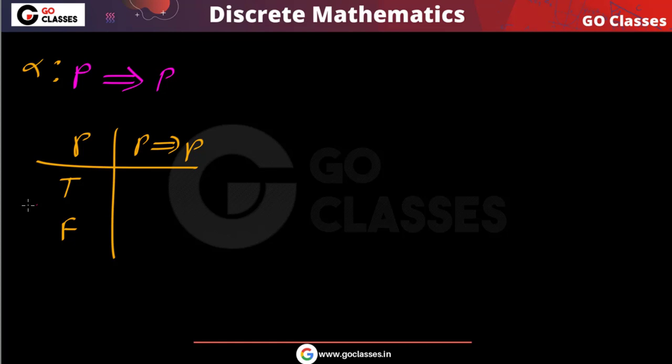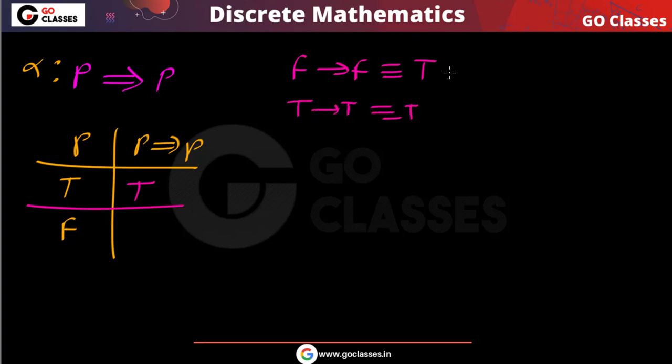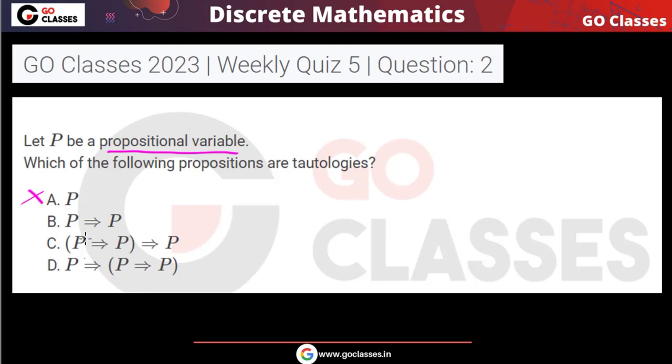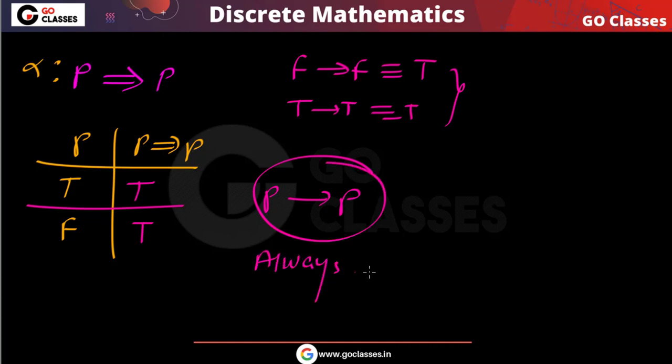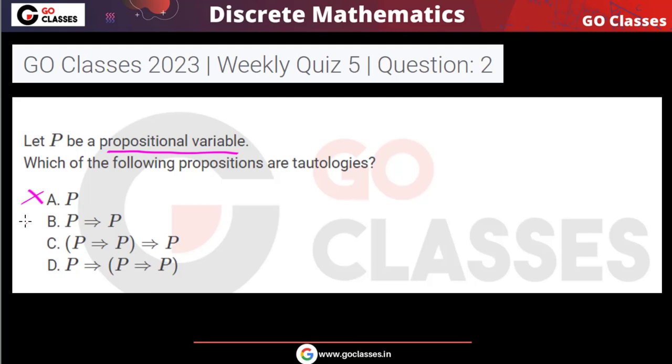In this possibility, true implies true, that is true. And when P is false, false implies false, which we know is also true. So here we got true, true. You can notice that P implies P is always true whatever P you put. Whatever atomic proposition P we put here, this expression will always be true. So this is a tautology.